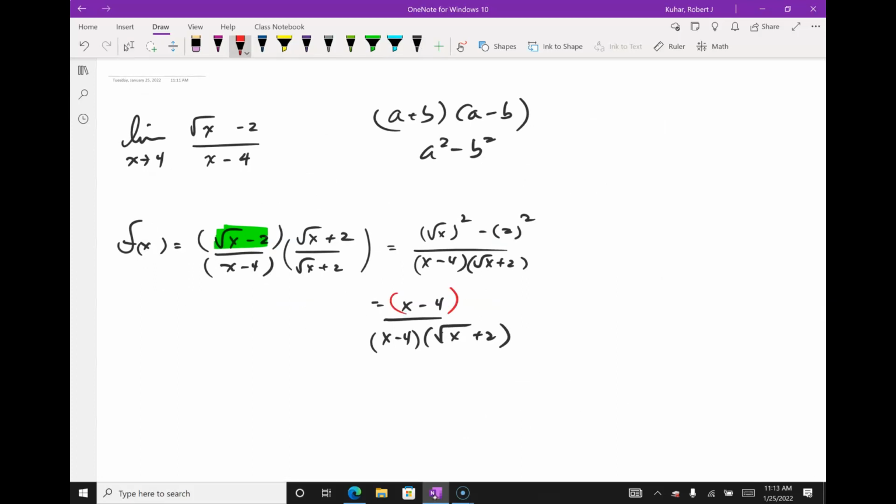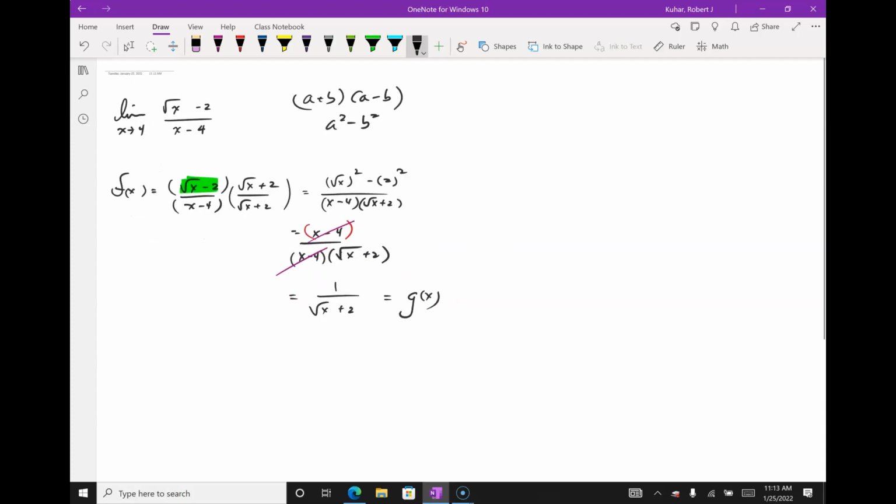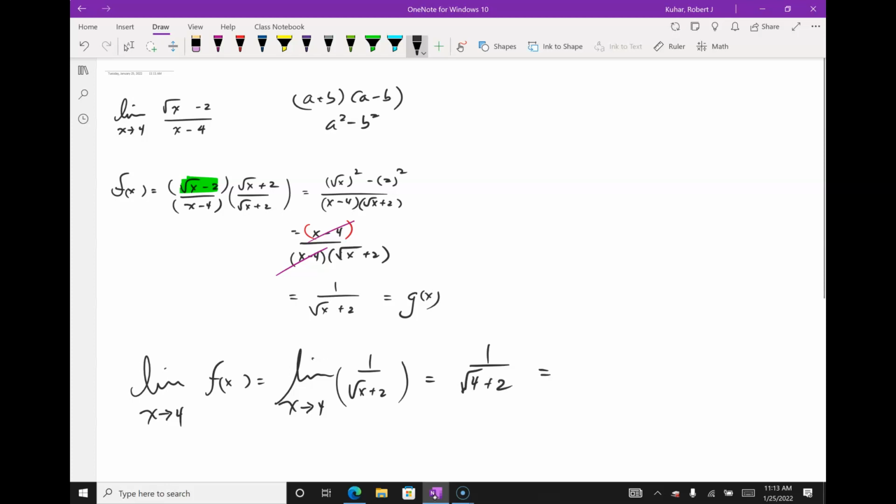Still f of x, I still can't put a 4 in, right? But if I cancel these x minus 4 factors, all of a sudden I get my new function 1 over square root of x plus 2. That's my function g of x. So the limit as x goes to 4 of f of x is the limit as x goes to 4 of 1 over rad x plus 2. And now I can plug in that 4, right? And notice once I plug in, the limit notation's gone. I get 1 over 2 plus 2, that's 1/4.